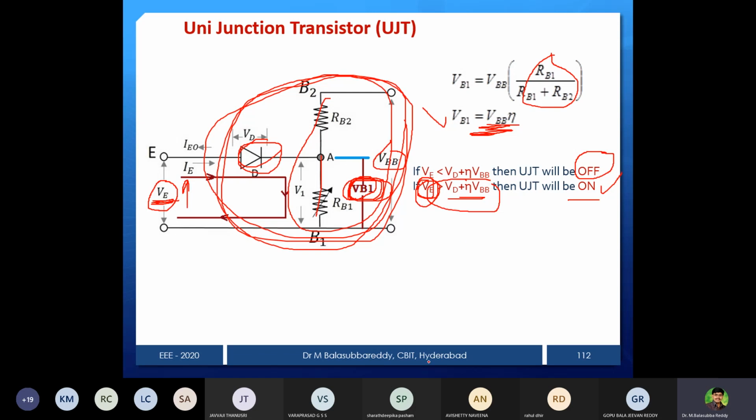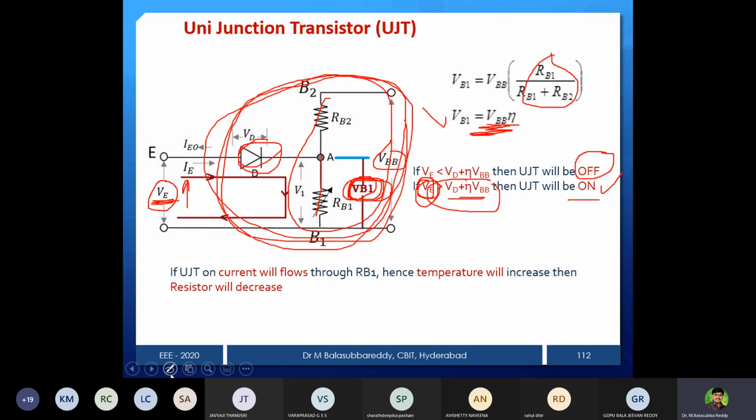So this is the logic we require when you are using it in a circuit, because it is only the device I am telling about: when the device is going to trigger and when it is going to be off. That means if the emitter voltage is more than that, it will be on, otherwise it will be in the off state only. And that's what I mentioned here.